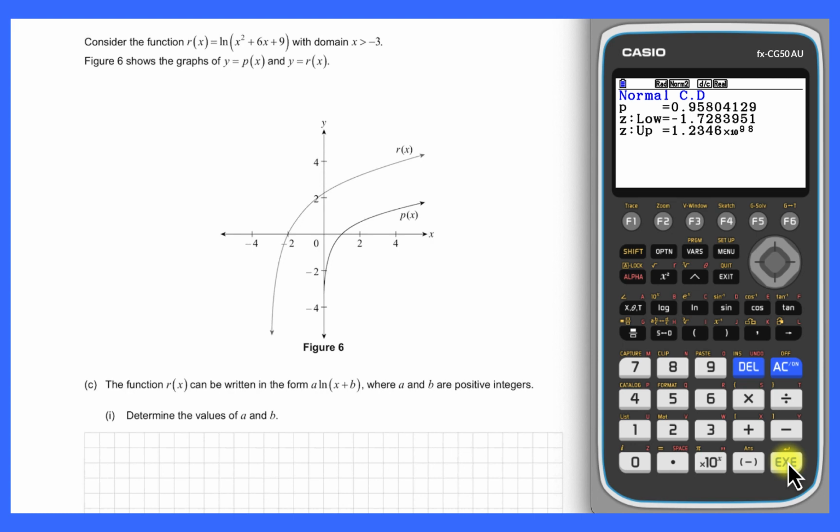Doing that's easiest if you spot the fact that this quadratic is in fact a perfect square. R of x is equal to ln of that quadratic factored, so that would be ln of x plus 3 all squared. Using our log laws, the exponent 2 becomes the coefficient 2, so it's 2 ln x plus 3. So there are our values of a and b.